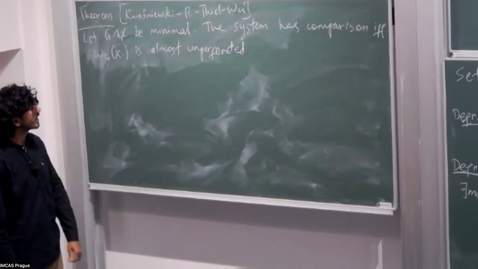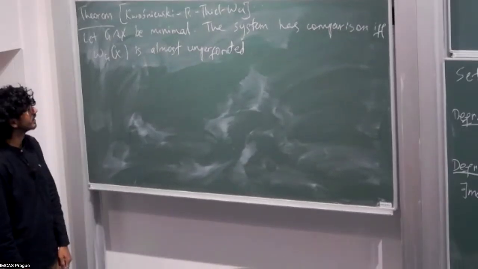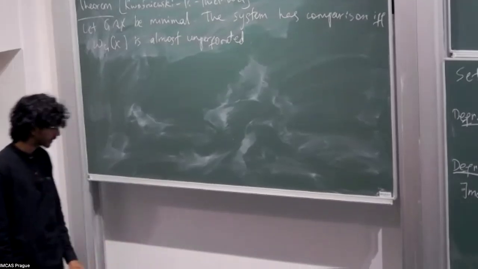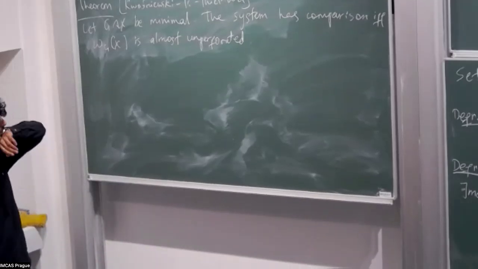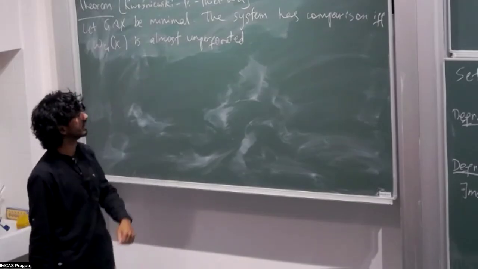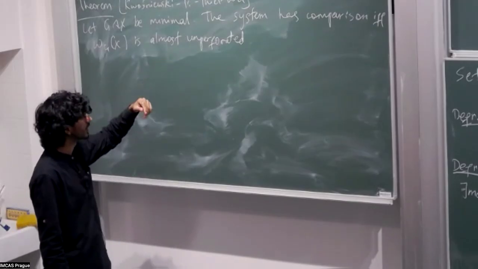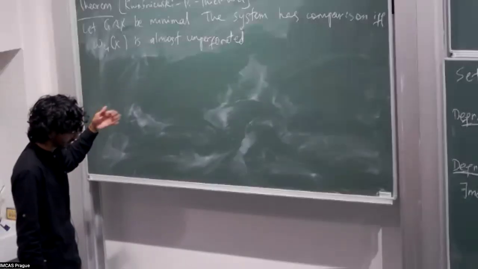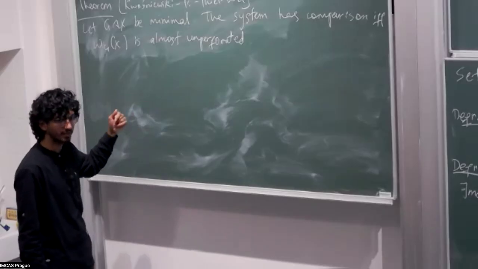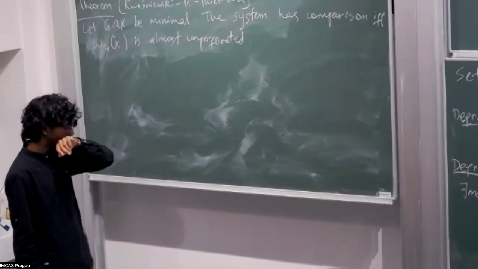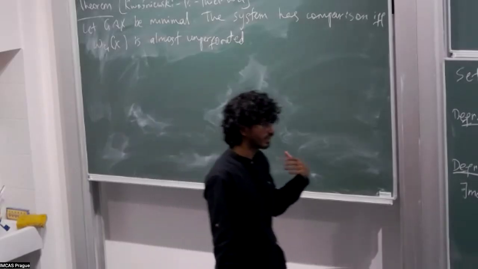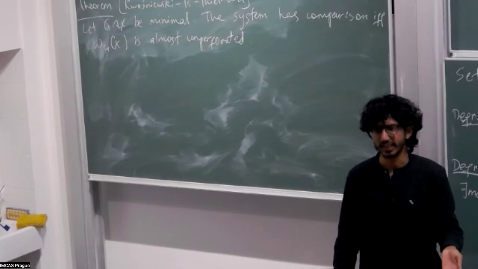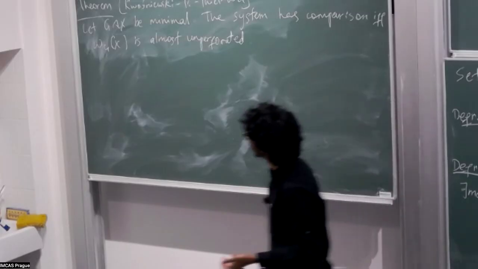Let me say a couple of sentences about this result. There exist similar results in the literature already. For example, Shinma proved the forward direction. He proved that if the type group is almost unperforated, then the system has comparison. This equivalence was already known for actions on totally disconnected spaces. But this is more general.